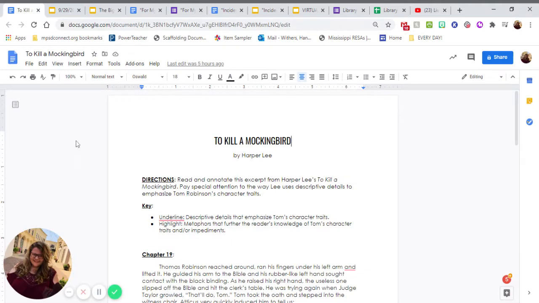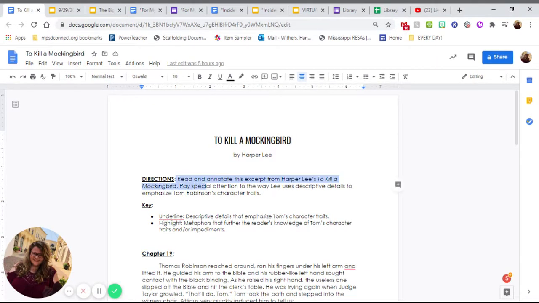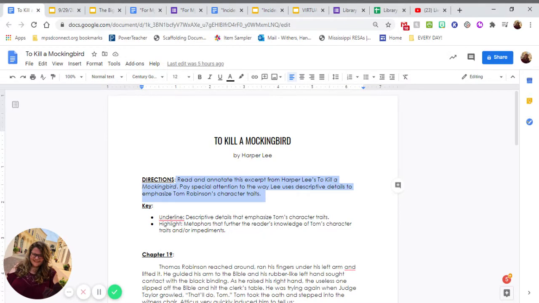That's STEAL, right? And so that is what we're going to be looking at as we read this excerpt from To Kill a Mockingbird. So our directions are to read and annotate this excerpt from Harper Lee's To Kill a Mockingbird. Pay special attention to the way Lee uses descriptive details to emphasize Tom Robinson's character traits. Okay, so I gave you a key. First, I'm going to describe details that emphasize Tom's character traits. Then I'm going to highlight metaphors that further the reader's knowledge of Tom's character traits and or impediments.